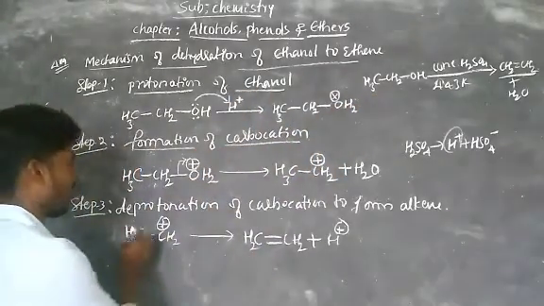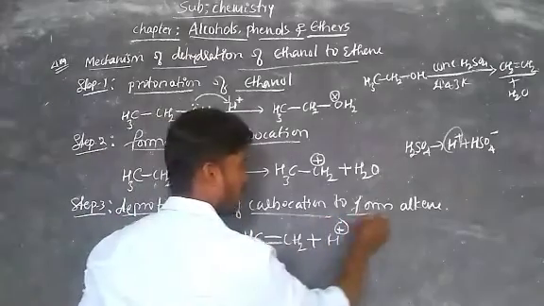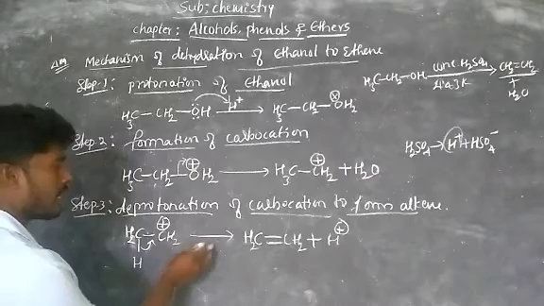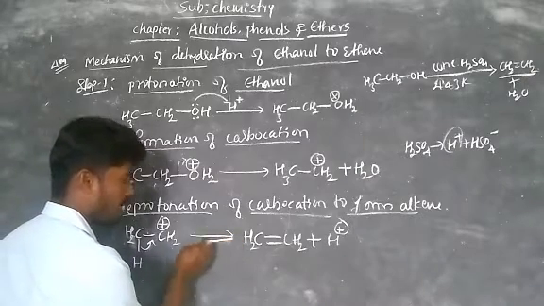That is called a mechanism. This is formation of alkene. Okay, how these processes are reversible processes, right?